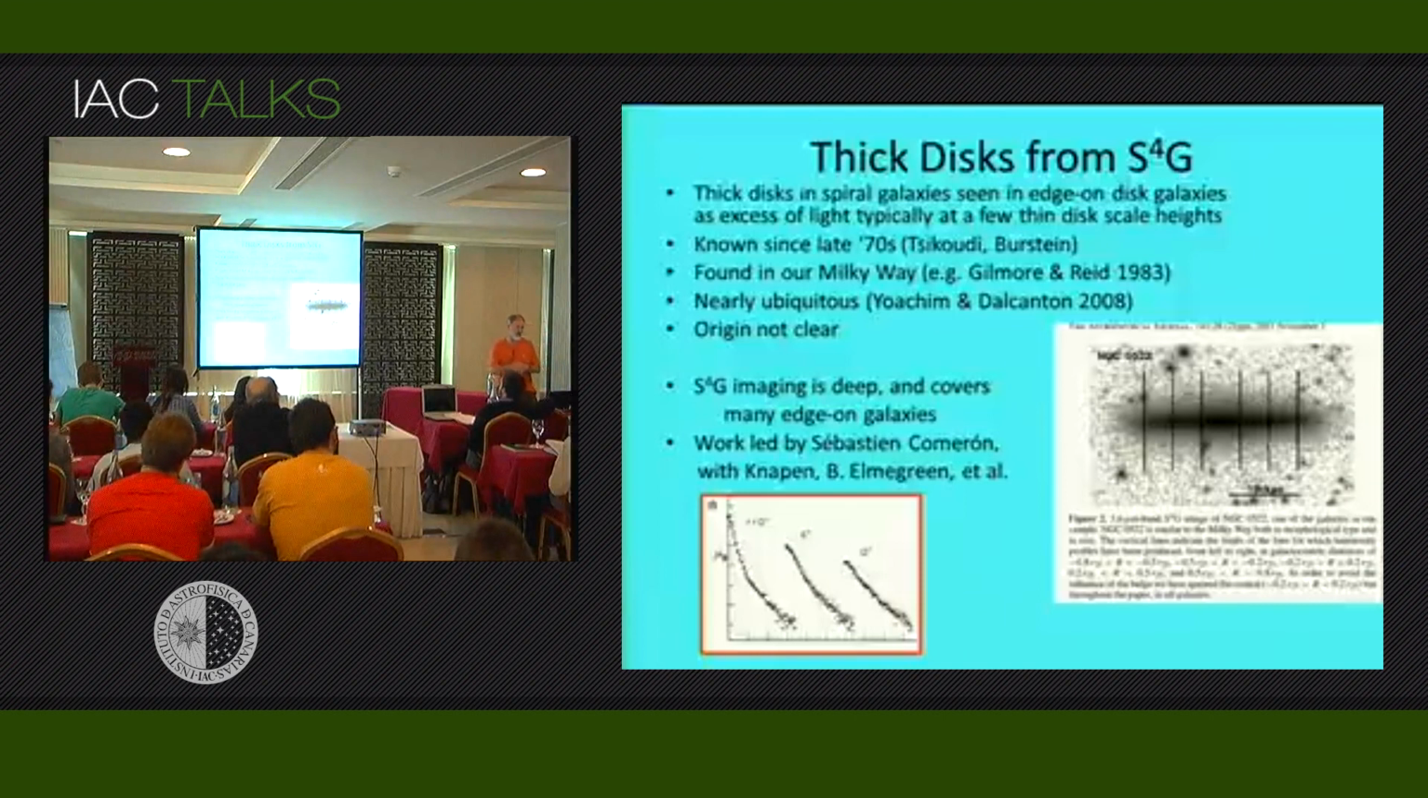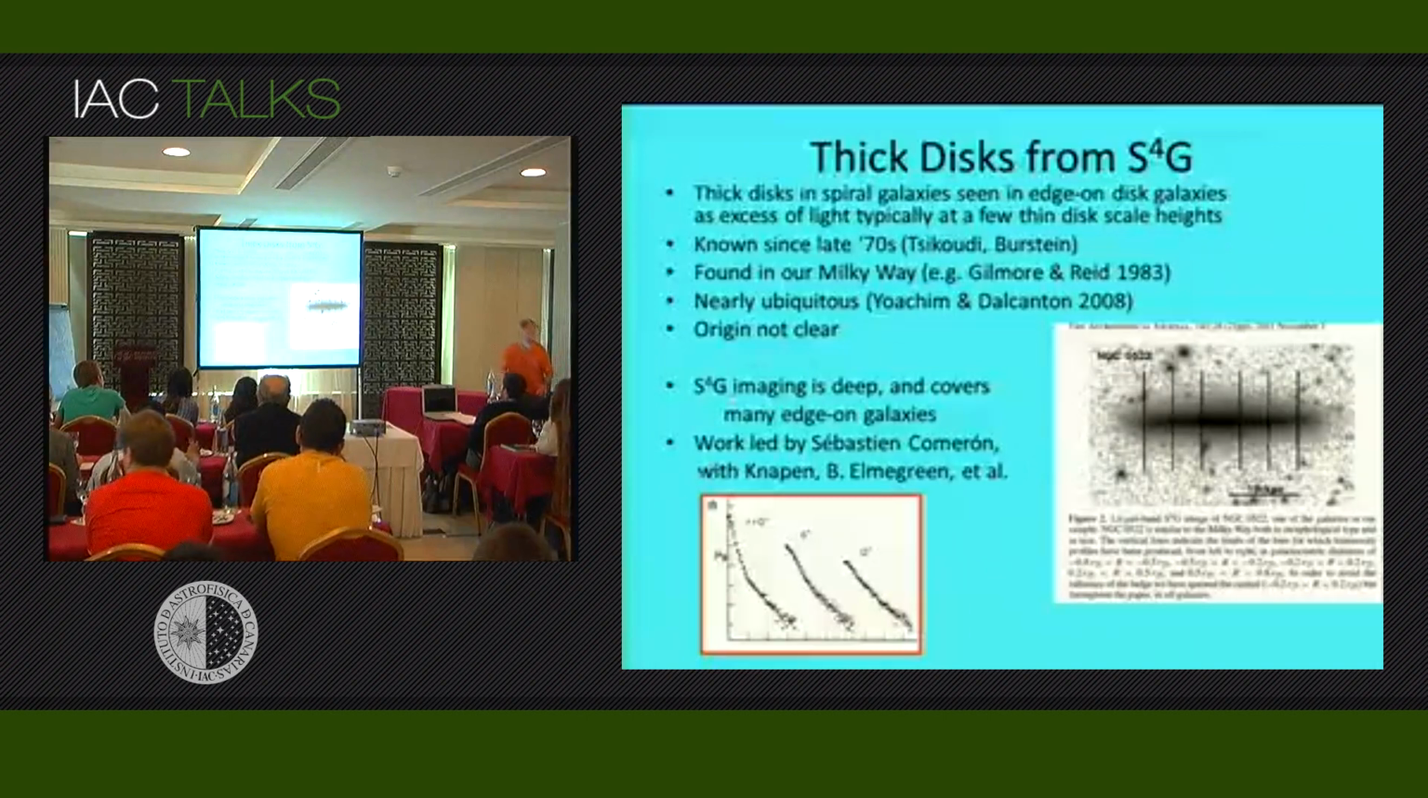But one of the ways of looking at thick disks, of course, is in the edge-on galaxies. And of course, again, S4G provides very clean images of the stellar components of galaxies. So, Sebastian Comeron, who was jointly my student and Johan's student, and is now working with Johan on these problems of looking at the profiles, those up and down those stripes. Yeah, up and down there.